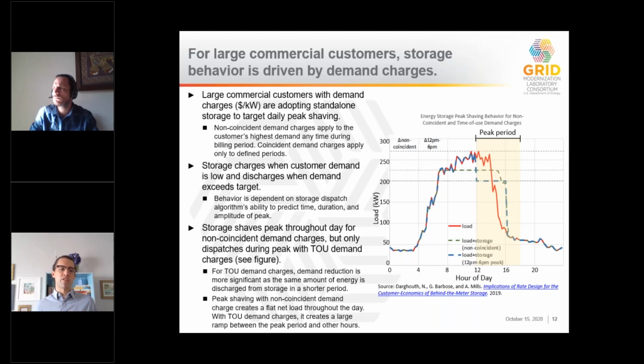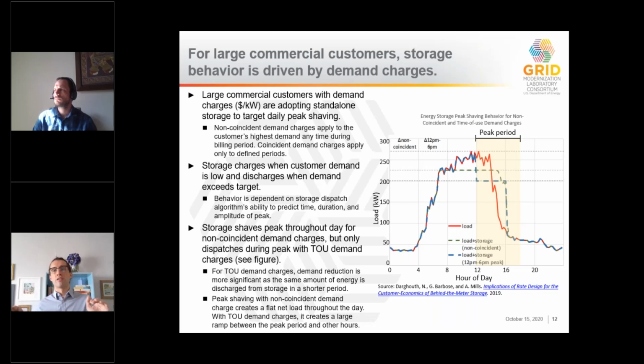Since the goal of this type of dispatch is to reduce the customer's electricity bill, the time of discharge is dependent on when demand charges are high. So in this figure, you can see what this looks like in two common cases. We have one case where customers are charged by non-coincident demand, meaning the time of building demand does not matter. And then in the second case, customers are charged by time of use demand, meaning certain periods of demand have higher costs.